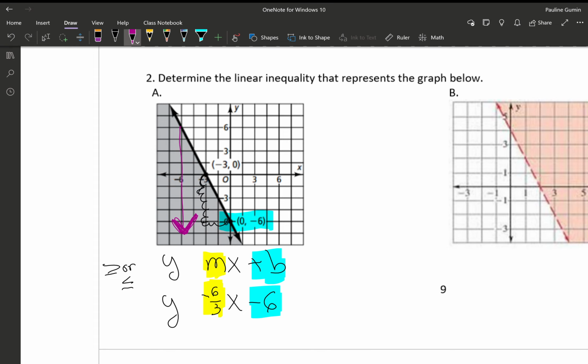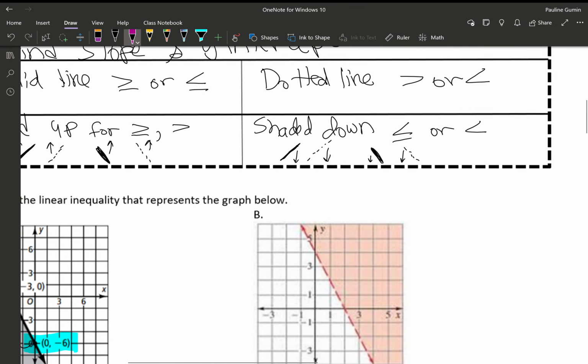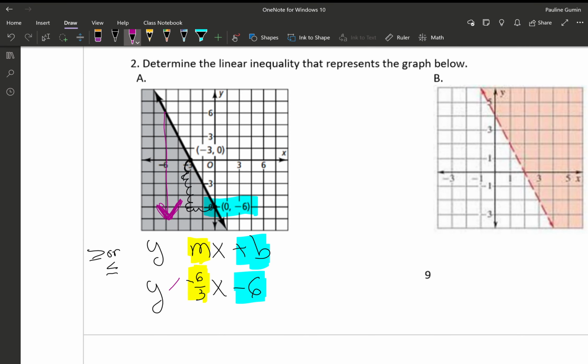Well, it's shaded downwards. So if it's shaded down, it's one of those less than symbols. So it's going to look like that.